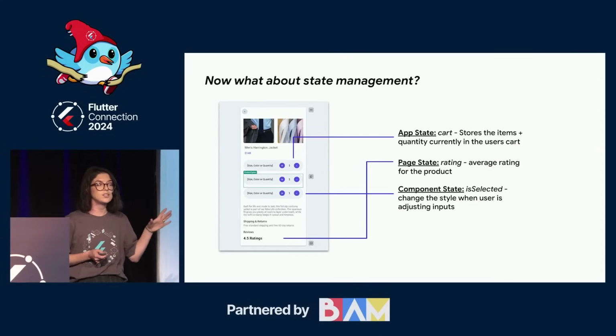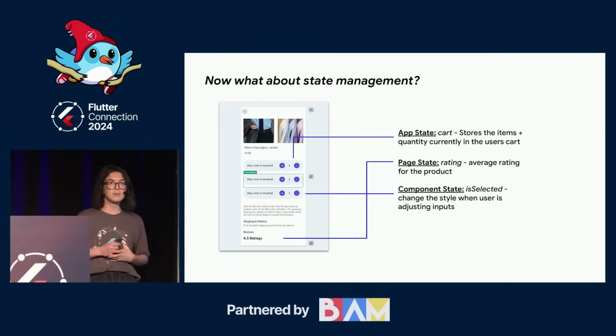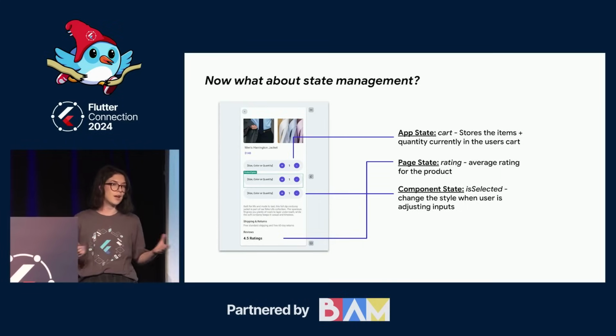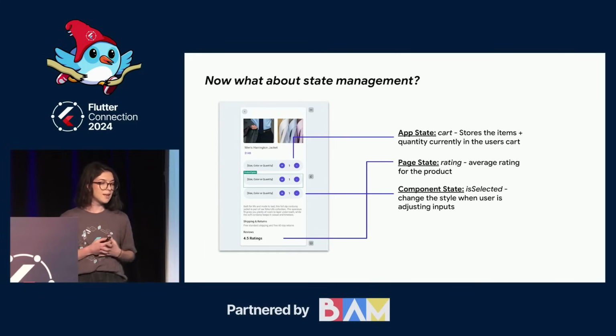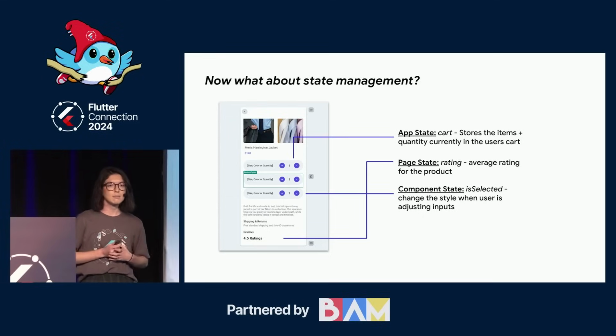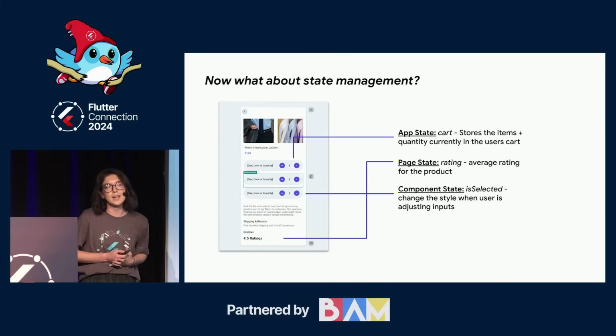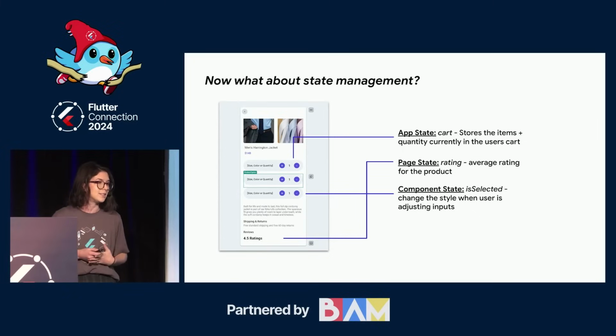Then we have the page state variable, and this is just shared within the page itself. So an example of this might be the rating of the product that I'm looking at on the product detail page. And then I have my component state. So this is a state variable that's just confined to the component. So one example of this might be in that product option component I created. Maybe I want a state variable that tells me if it's selected, so I can add a border or show some selected state.